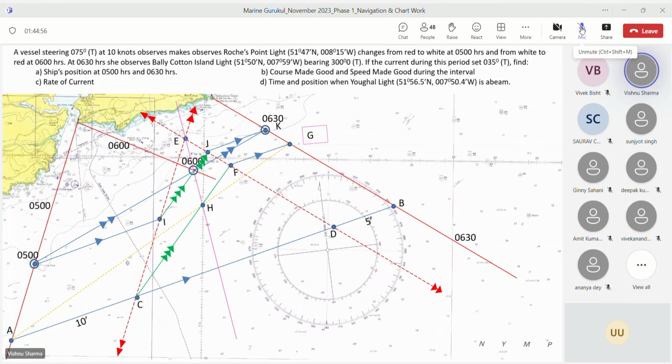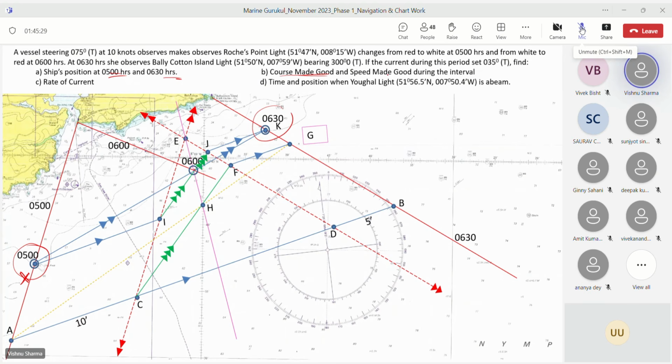So the question wanted the position at 5 o'clock and 6 o'clock: lat long of this one, lat long of this one. Course made good: direction from, let us say, this direction has not been named. Let me call it X, okay. X to K, the direction, is the CMG. Am I right, bhai? Correct? Correct, beta?